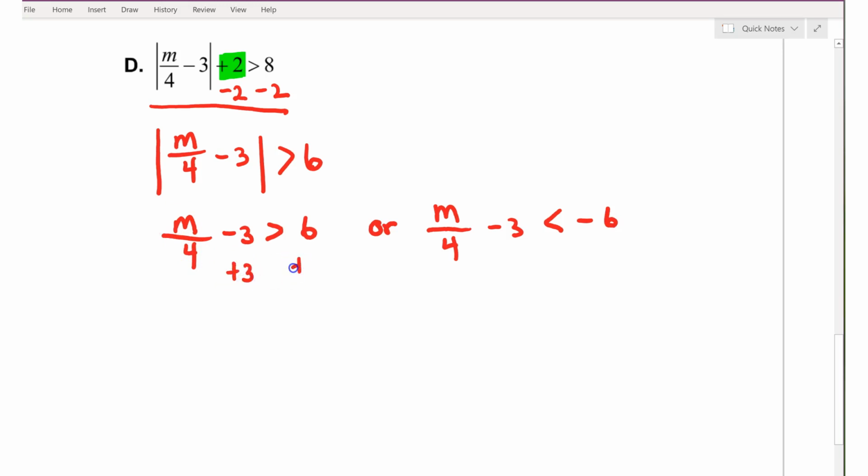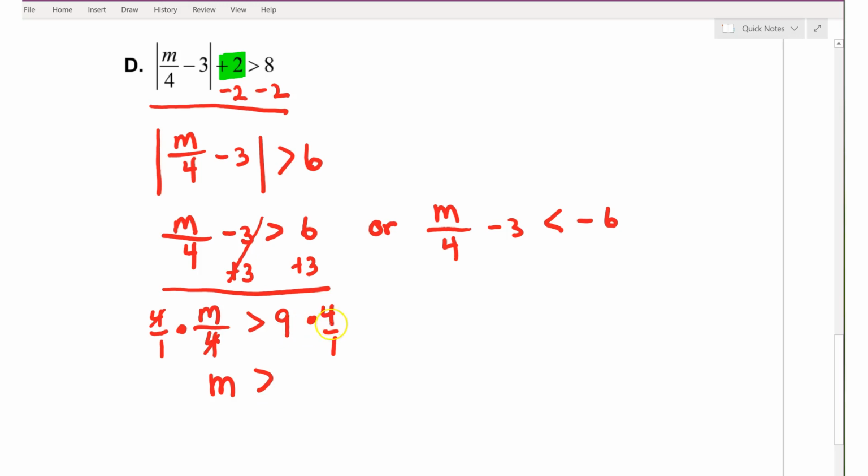We're going to add 3 to both sides. We have negative 3 plus 3, which is 0. We're left with this fraction, so we have m over 4 is greater than 6 plus 3, which gives you 9. Since we're dividing by 4, we're actually going to multiply by the reciprocal, which is 4 over 1. 4 divided by 4 is 1, so you're left with m is greater than 9 times 4, which is 36. So we have m is greater than 36.